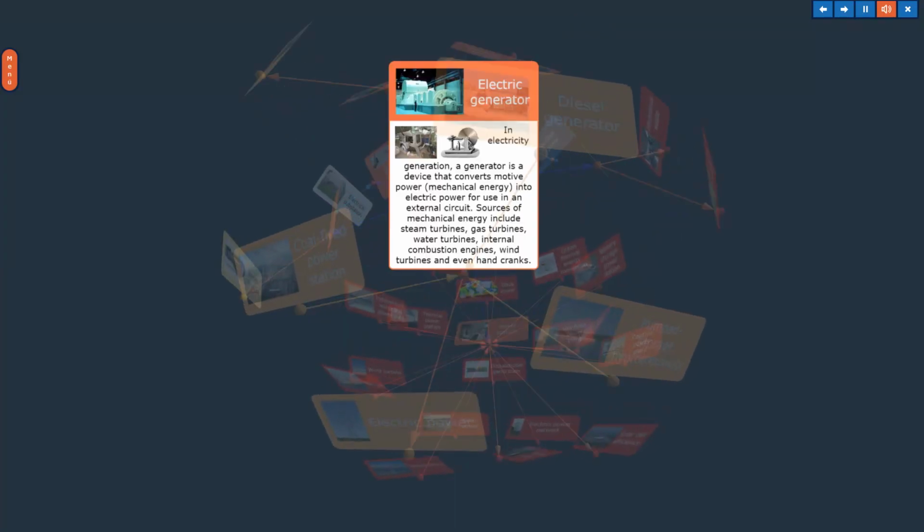Electric generator. In electricity generation, a generator is a device that converts motive power, mechanical energy, into electric power for use in an external circuit. Sources of mechanical energy include steam turbines, gas turbines, water turbines, internal combustion engines, wind turbines, and even hand cranks.